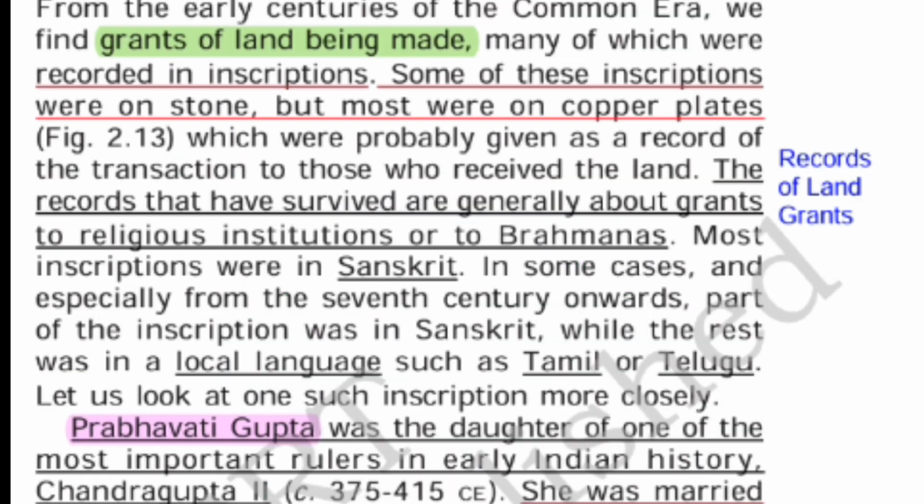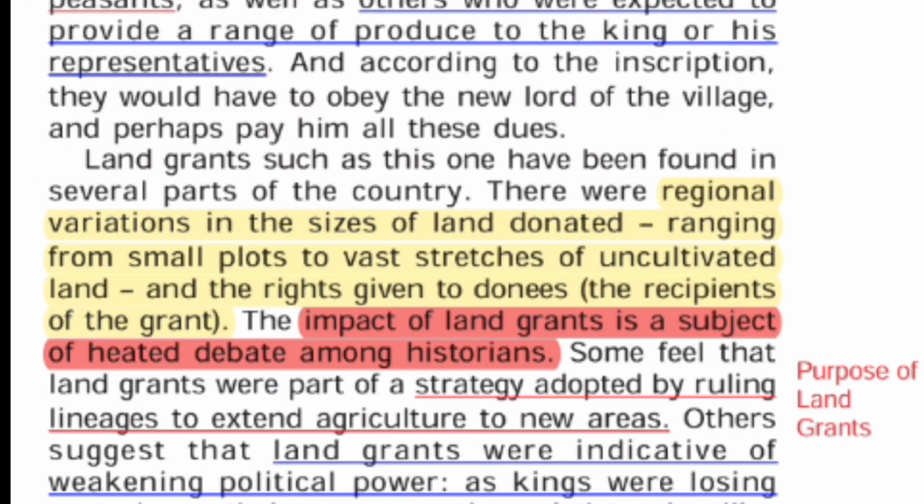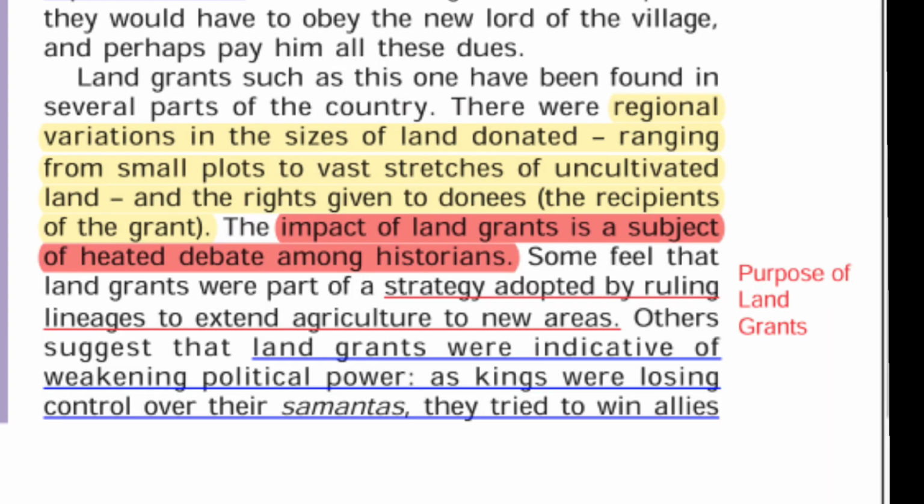Through the inscriptions, we also find regional variations in the size of the land donated. It ranges from small plots to vast stretches of uncultivated land. The purpose and impact of land grants is a subject of heated debate among historians. According to some historians, land grants were a strategy adopted by ruling lineages to extend agriculture to new areas. But another group suggests that land grants were indicative of weakening political power. Kings were losing their control over the Samantas, and to win over the Samantas, they started granting lands.